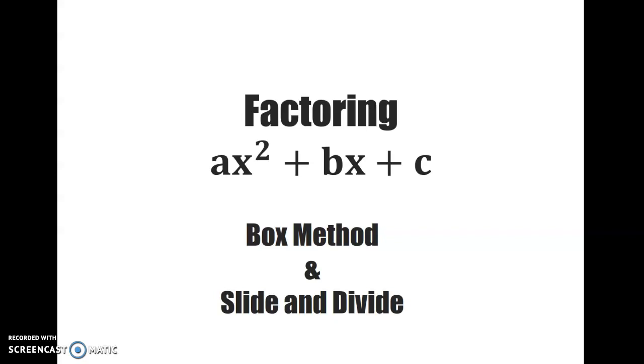Okay, so what we're going to learn today, there's actually two ways to do it. When we factor trinomials that have a first term coefficient, that's what this A is going to be for here, there's the box method and slide and divide. Okay, so keep that in mind. There's two ways. I'm going to show you both ways today, but after today, you can choose which way you want to do it.